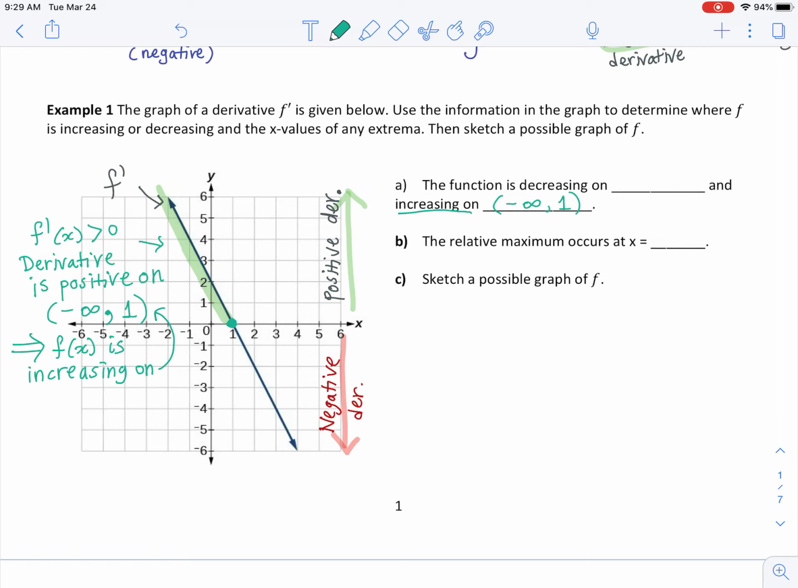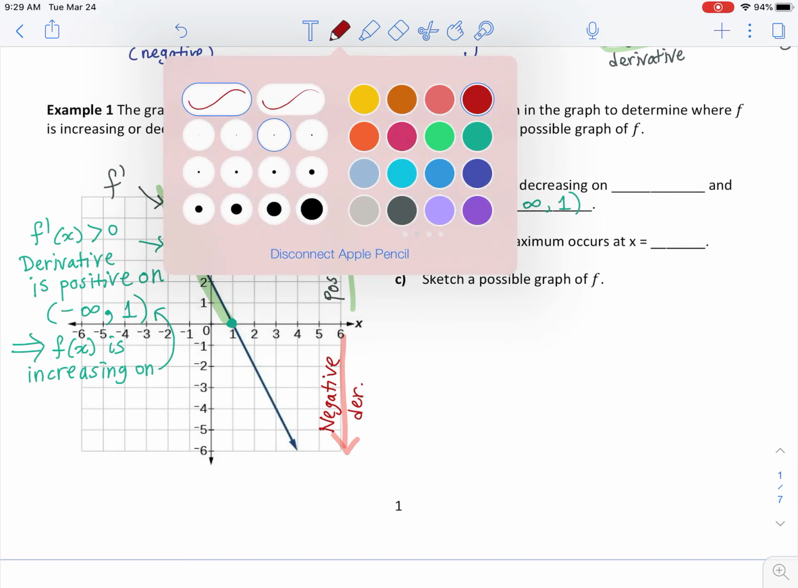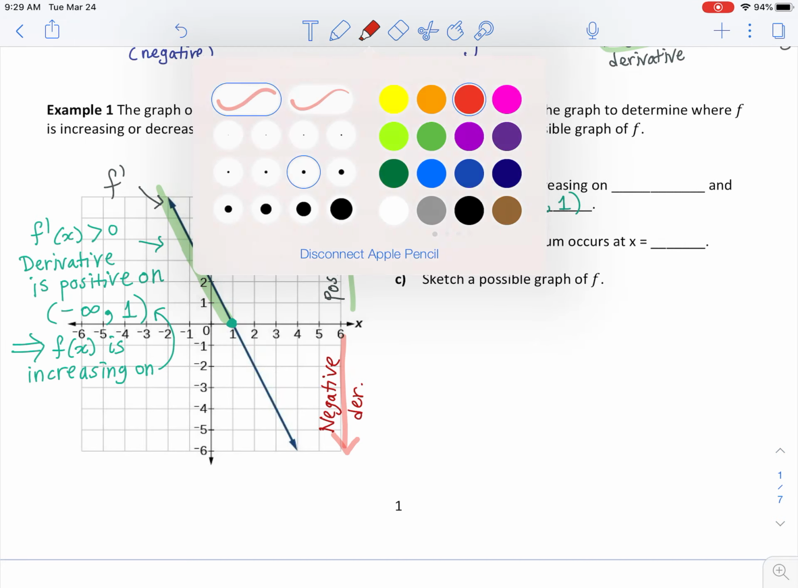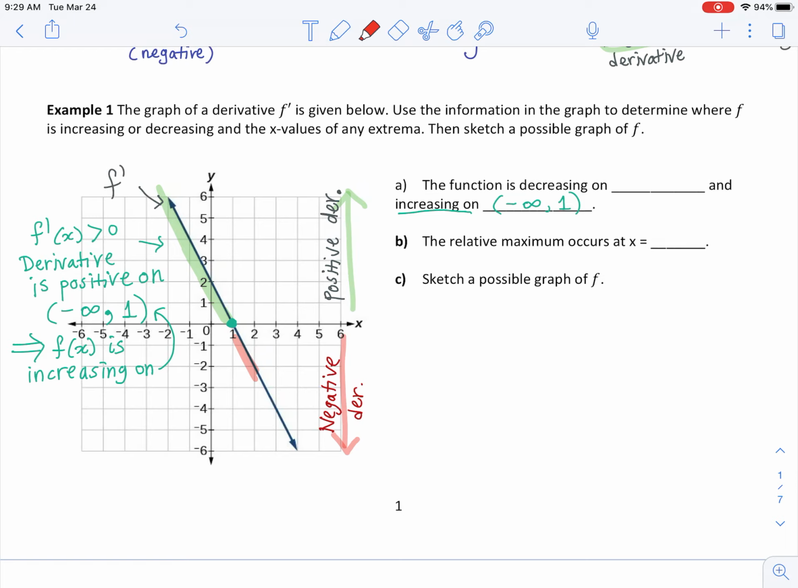Okay? Alrighty. And if you're thinking this line is the function itself, then you're not going to say that because this line is going down from left to right. But this is a derivative function. What you should be really doing is looking at which section is above the x-axis and which section is below the x-axis. All right, let me highlight the other section.